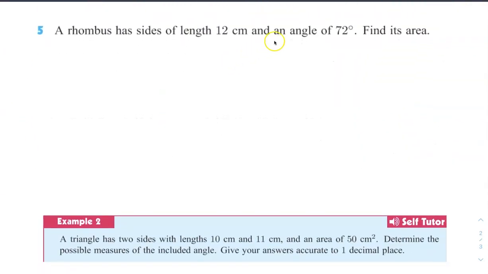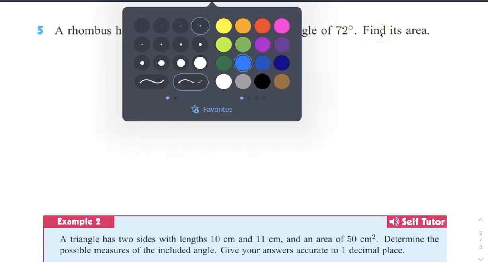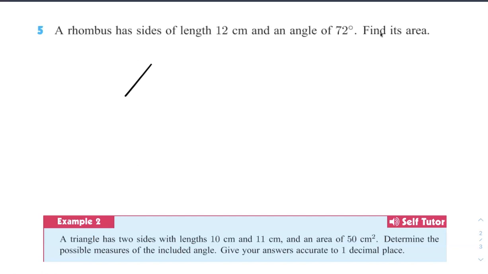A rhombus has a side length of 12 centimeters and an angle of 72. Find its area. So a rhombus is like a slanted square. So something like this. Not my best. Since it's like a square, all the sides are equal, and it has an angle of 72. So I would say the shorter one is 72. I could find the other one if I want to, but I don't need it. I'm just trying to find the area of the rhombus.